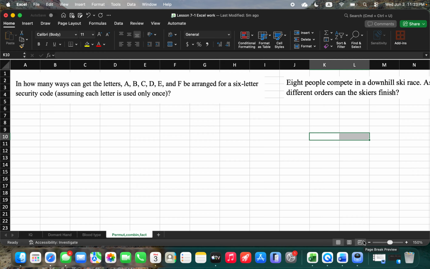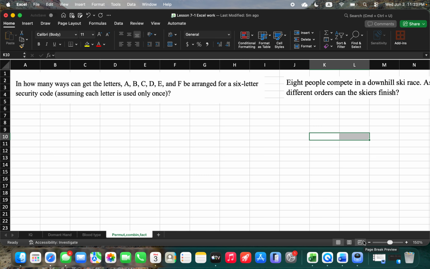So this time we talk about factorial, permutation, and combination topic. Okay, so look at this example please. In how many ways can the letters A, B, C, D, E, and F be arranged for a 6-letter security code, assuming each letter is used only once?